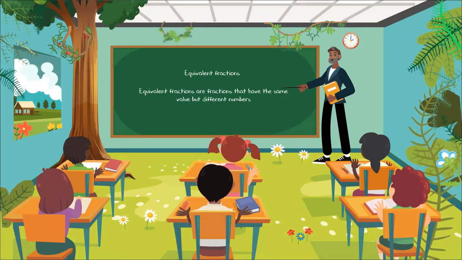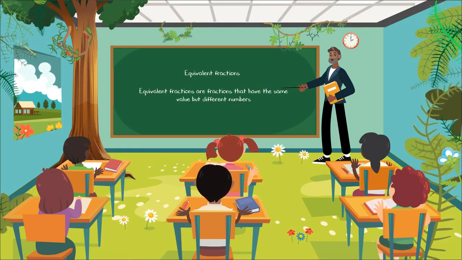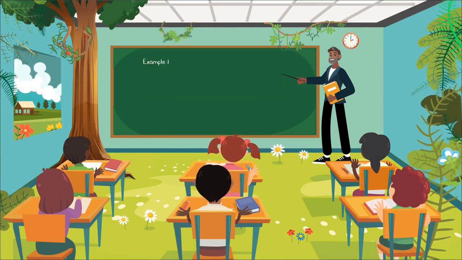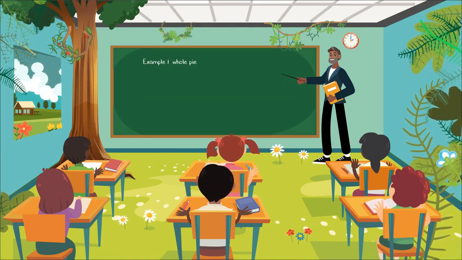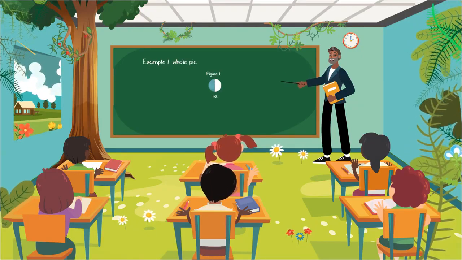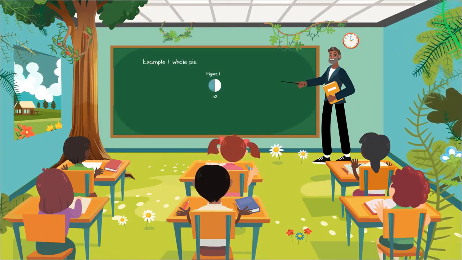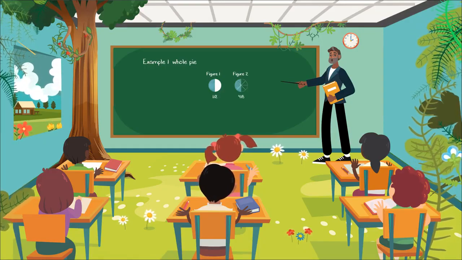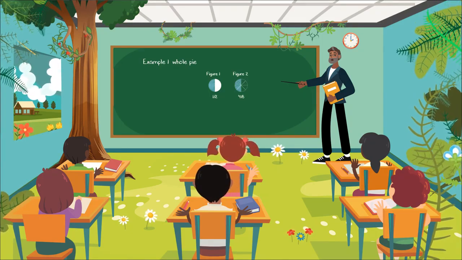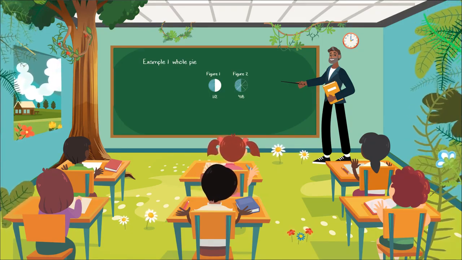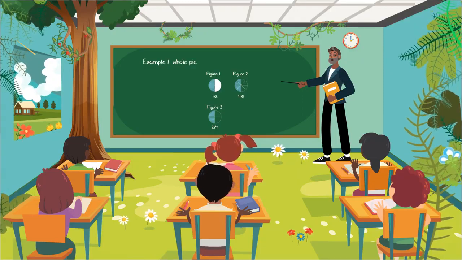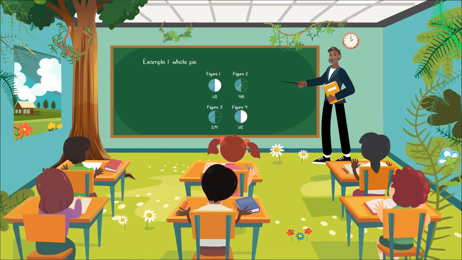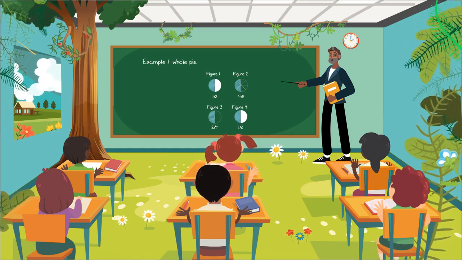Equivalent fractions. Vocabulary. Equivalent fractions are fractions that have the same value but different numbers. Example, 1 whole pie. Figure 1, 2 equal pieces, 1/2 shaded, or 8 equal pieces, 4 out of 8 shaded. Figure 3, 4 equal pieces, or 2/4 shaded. Figure 4, 1/2 shaded.